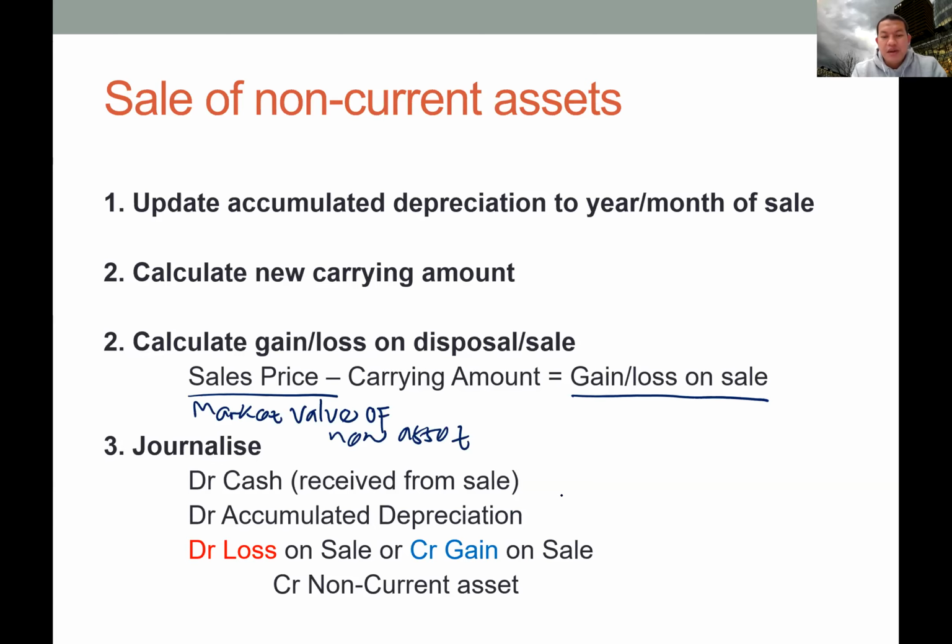And the remaining will be a loss or gain. Loss should be in the debit because loss should be reported as an expense, and gain should be in the credit because gain is part of the income. So basically, the journal is not difficult. If you get the logic, you can easily rearrange the journal.